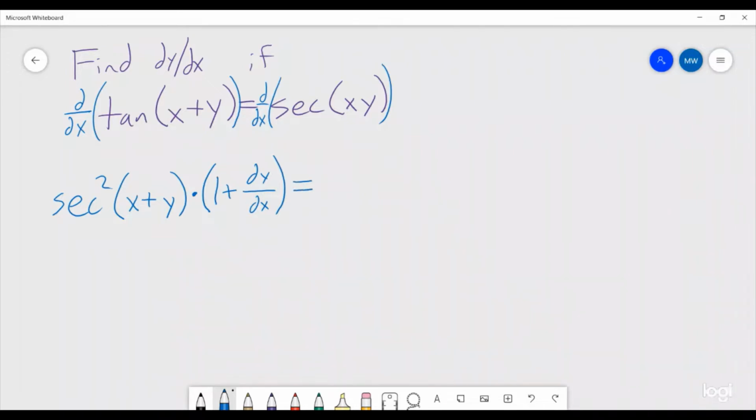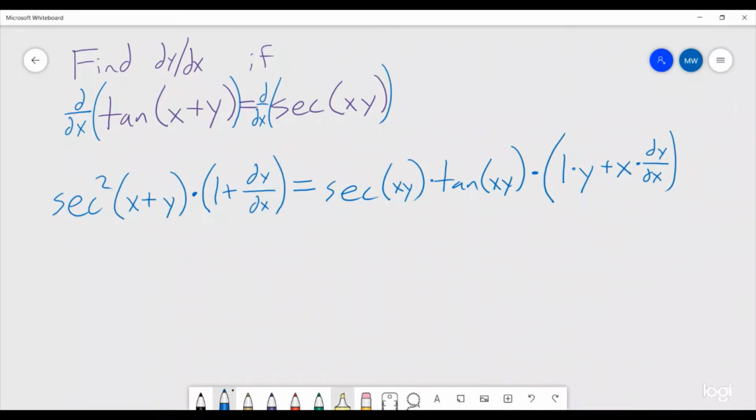Now what's the derivative of the right-hand side? Well, first we need the derivative of secant. Well, derivative of secant, that is secant tangent. So it will be secant of stuff times tangent of stuff. But then we have to multiply that by the derivative of the inside. So the derivative of x times y, well, that's going to be a product rule with the chain rule. So derivative of the first, that's a 1 times y, plus the first x times the derivative of the second, dy dx.